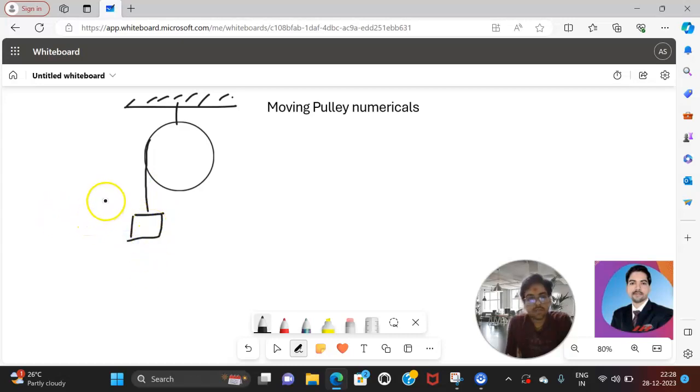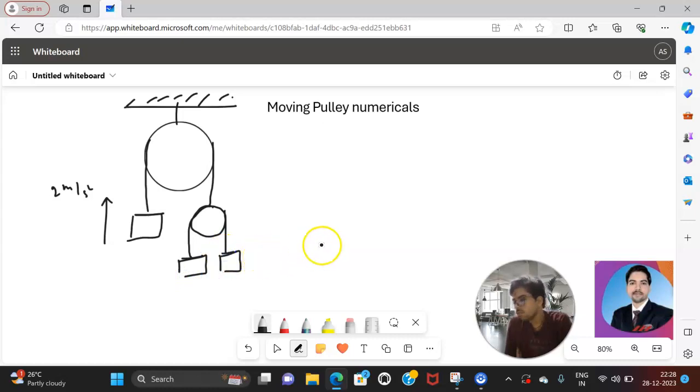One block is moving with how much acceleration? 2 meter per second square. Now there is one more pulley like this, one string, and here two blocks. One block here, one block is here. We don't know what the mass is. I just want to know: this is moving down with 3 meter per second square. Then what is the acceleration of this block?